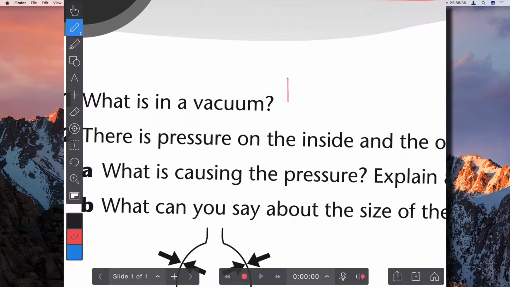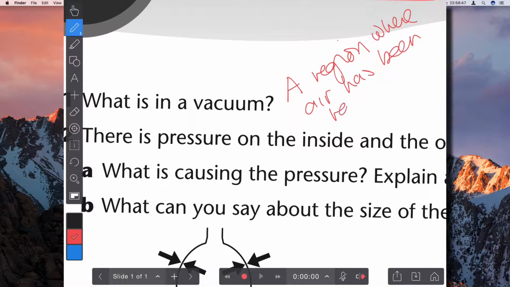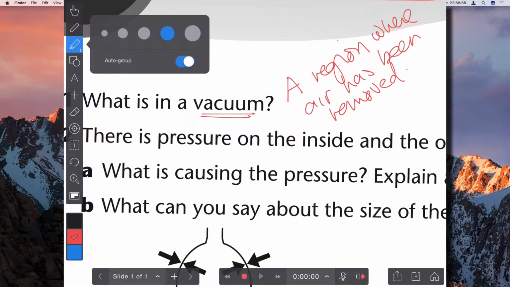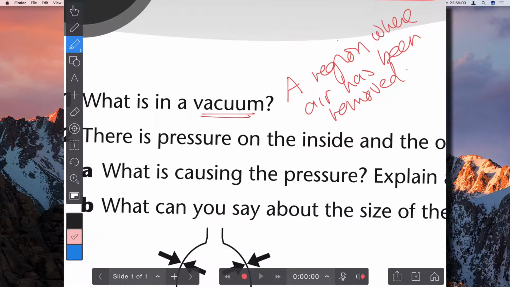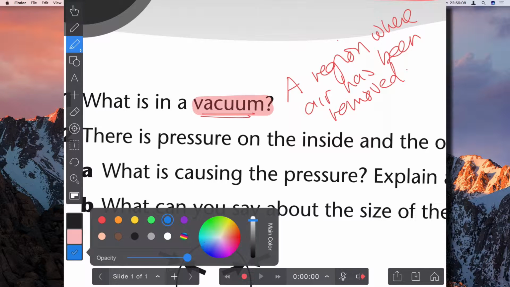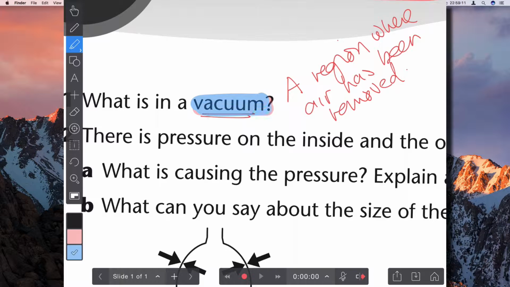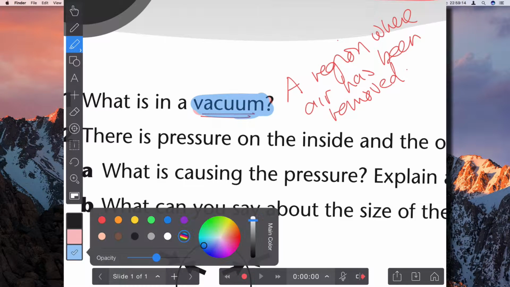So a region where air has been removed. If you remove the air, then you are left with a vacuum. Let's highlight this. Let's make this a little bit less opaque. So vacuum, let's change the color. So that's vacuum. This is interesting.